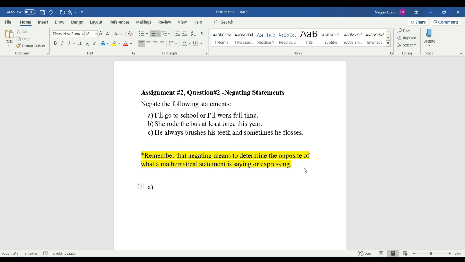So let's focus on the first part of the question. So I'll go to school. Remember, negating means to determine the opposite. So the opposite of I'll go to school is I will not go to school. Perfect. And then we're going to deal with the or in a little bit, so let's leave that part blank. Let's work on the second part of the sentence. It's going to say I'll work full time. The opposite of I'll work full time is I will not work full time.